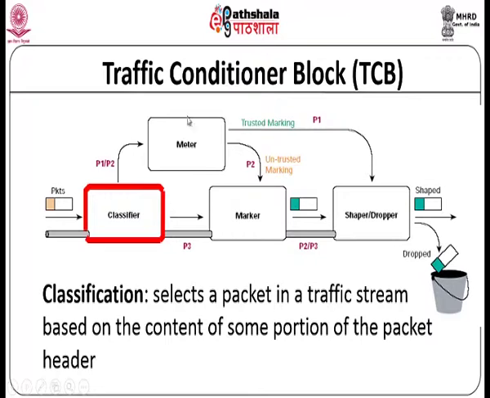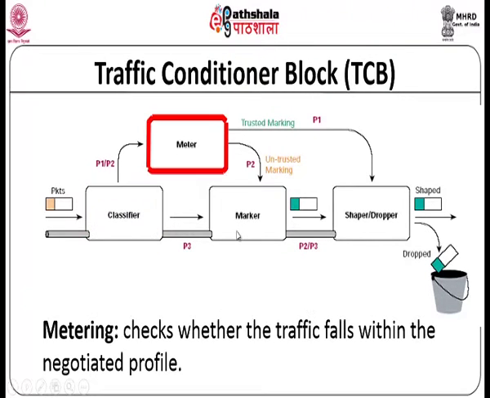This traffic conditioner block will have different components: a classifier, a meter, a marker, a shaper, and a dropper. When a packet comes in, it is first classified, and some portion of it will go to the meter, P1, P2. This is conforming traffic, so it goes here. Another class comes over here, and the metering will check whether it falls within the negotiated profile. Based on this, untrusted is marked over here, trusted is marked differently as P1. So P1 is trusted marking, P2 is untrusted marking.